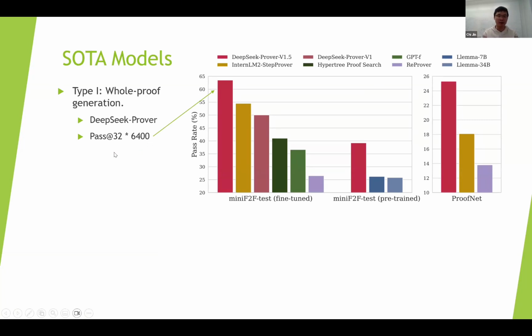And one very important metric in evaluation is how many proofs you sampled before you get one correct proof. So we will say something like pass at 32 times 6400, which means you essentially generate something like 200K proofs. And as long as one of the proofs passes the Lean compiler, then we say we solved that problem. So pass at n is a very important metric in evaluating this whole proof generation.